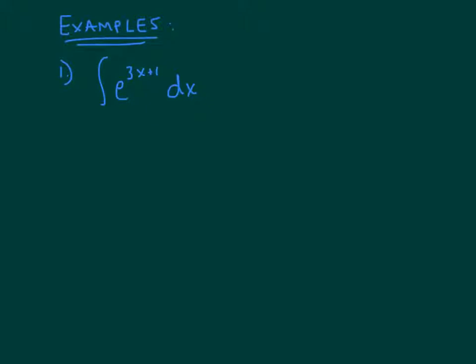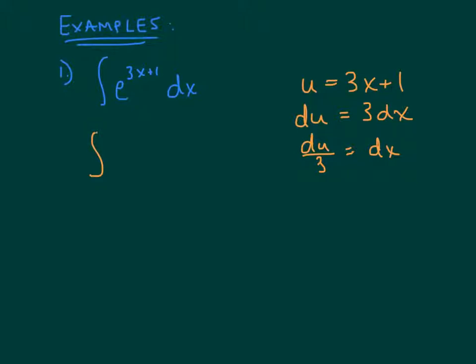So off to the side here, I'm going to start off by saying u is equal to 3x plus 1. And just like we've done with previous problems, take the derivative of both sides, so du equals 3 dx, and solve for dx. So du over 3 is equal to dx. Okay, now, just like previous problems, we're going to take that back and substitute it into the original problem. So instead of the integral of e to the 3x plus 1, I'm going to say the integral of e to the u, and instead of dx, I'm going to replace that with du over 3.